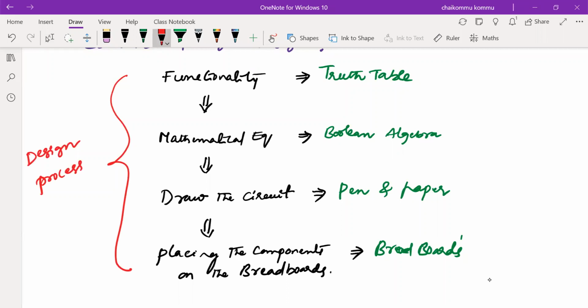Okay, so the design process involves idea picturization, converted into mathematical equations, converted into a diagram, converted into a realistic breadboard connectivity among the devices, among the components. So this is what we actually do in our laboratory. This design process is acceptable for, or suitable for, small digital circuits.